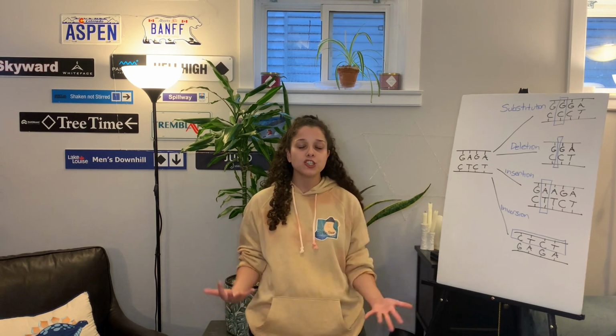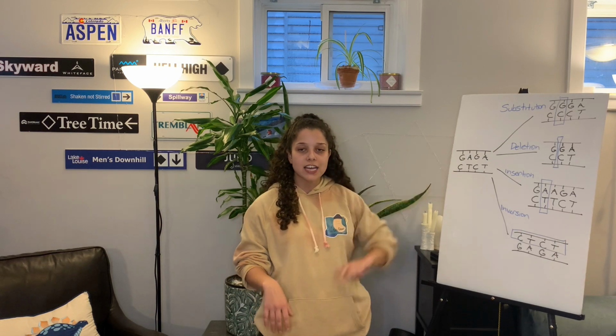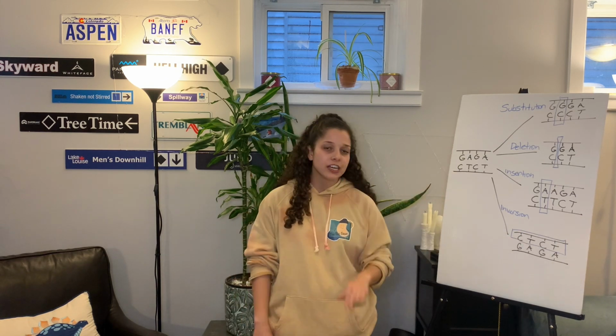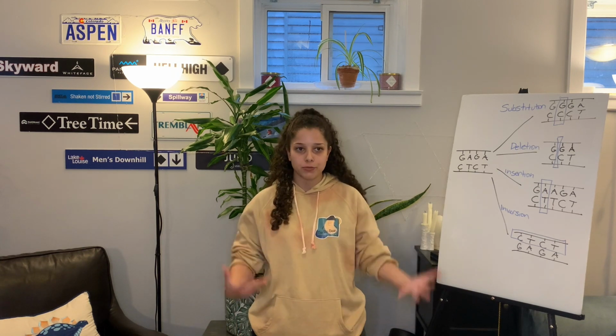And then the last mutation that we're going to be going over is an inversion. So here it should be GAGA on the top, but it inverted to be CTCT on the top. So that's an inversion mutation.